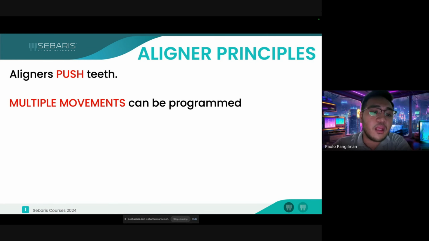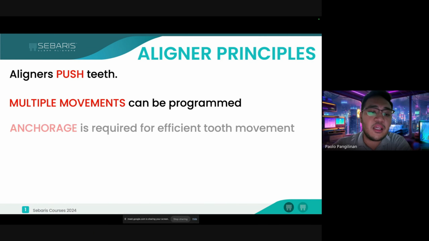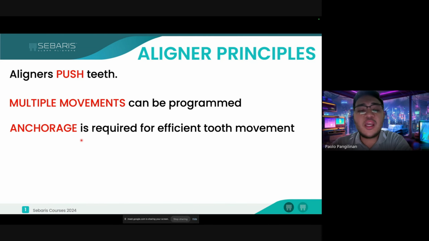The next principle is that anchorage is still required for efficient root movement. Now, we can do magic.